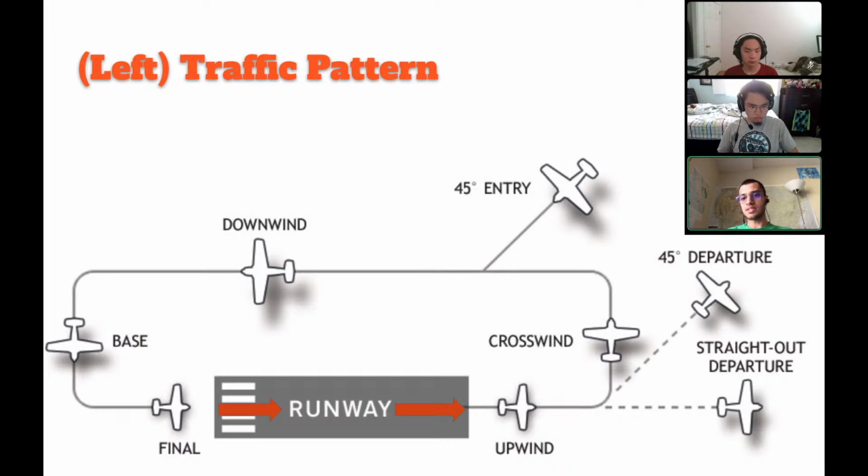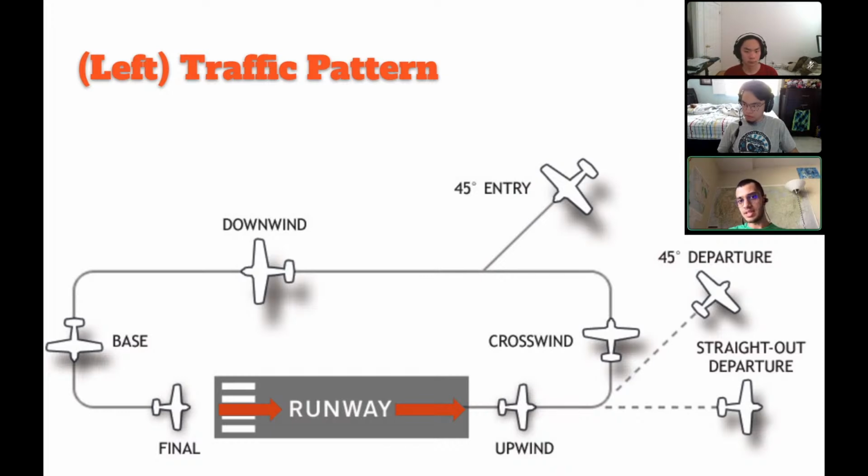As you can see over here, the straight-out departure is all it is: you just go straight and fly away. It's very simple. Then you can see the 45-degree departure, which is very self-explanatory. You take a left traffic pattern, you take a 45-degree left turn, and you fly away to wherever you want to go. Those are your two basic departures.